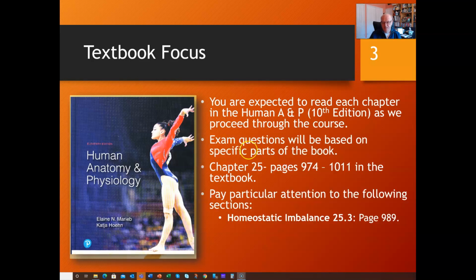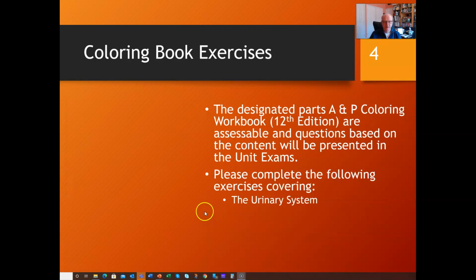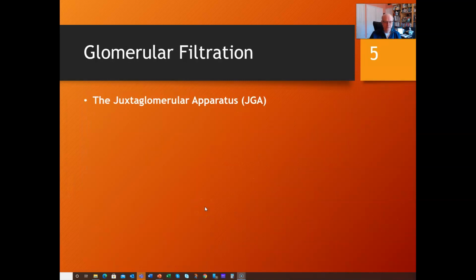These are the areas for this particular unit you'd be interested in. We don't do the colouring book, so we'll ignore that. So we're going to look at glomerular filtration. Glomerular filtration is basically the filtering of the blood in the glomerulus inside the Bowman's capsule of the nephron.